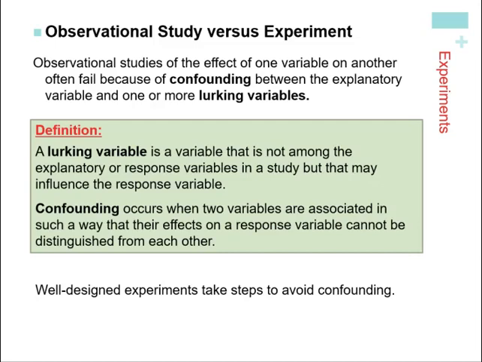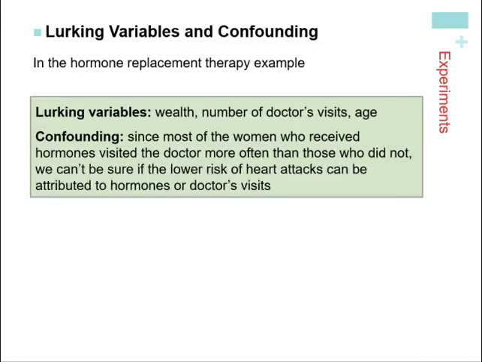Confounding is what the lurking variable causes. Okay, so if there is a lurking variable present, it can cause confounding. It can cause us to not be able to tell the difference between the variable that we're trying to study and the one that we did not control for.